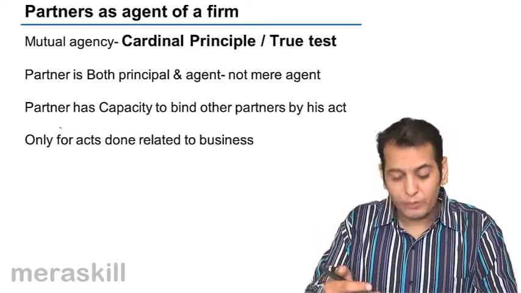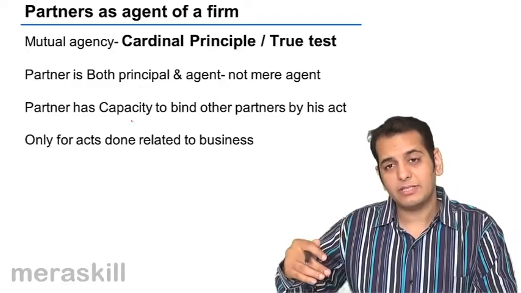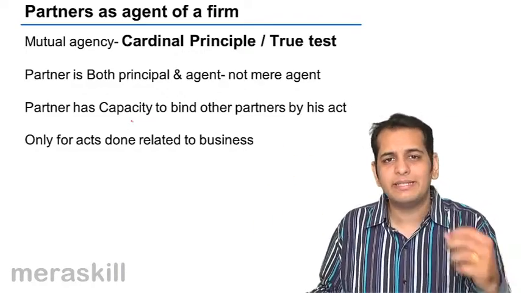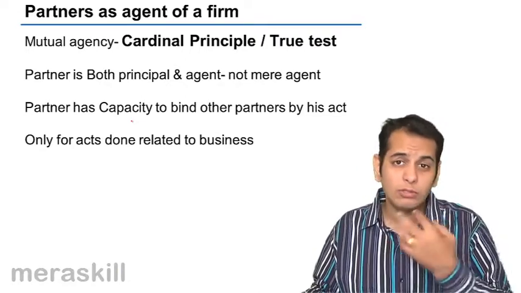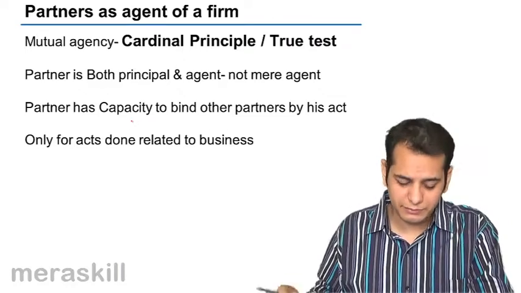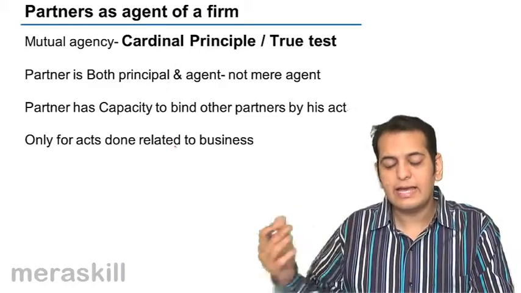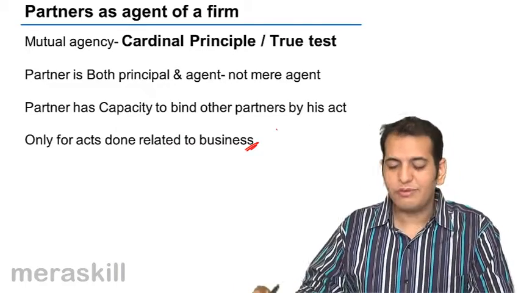Because of this feature, a partner has the capacity to bind the other partners by his acts. Whatever he does in the name of the firm, all the partners get bound by it. But such acts only have to be in relation to the business. Now, this is very important.